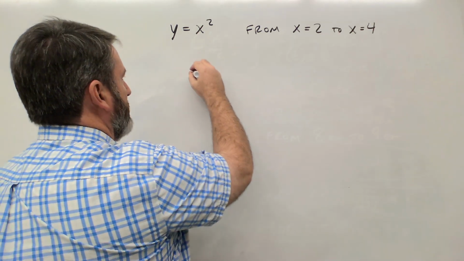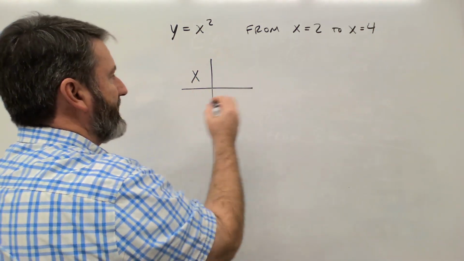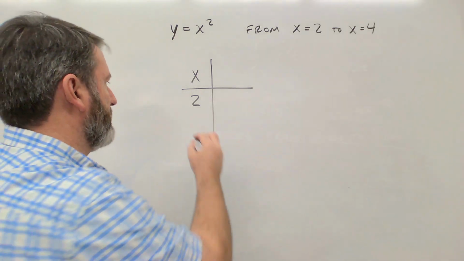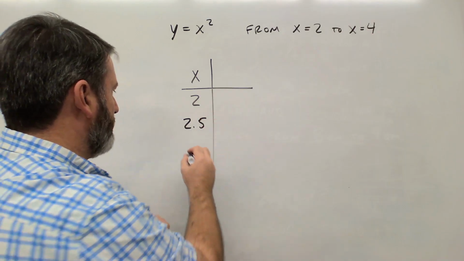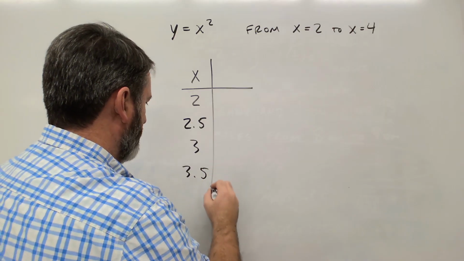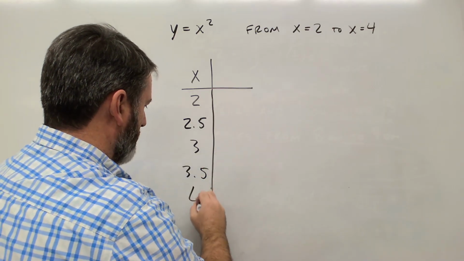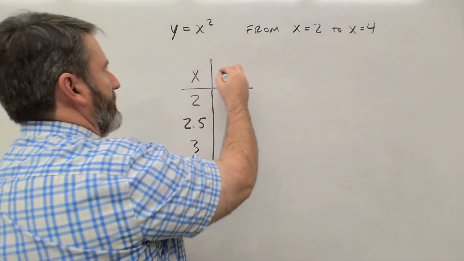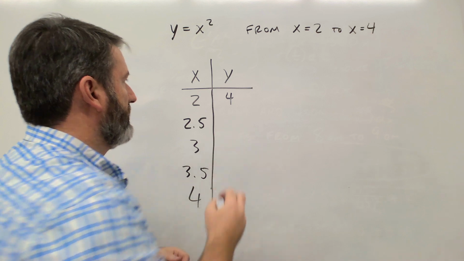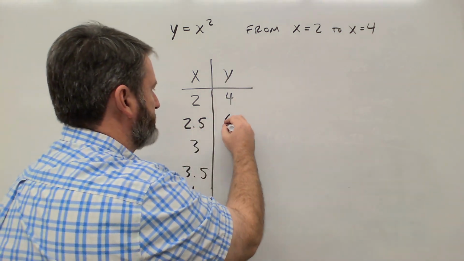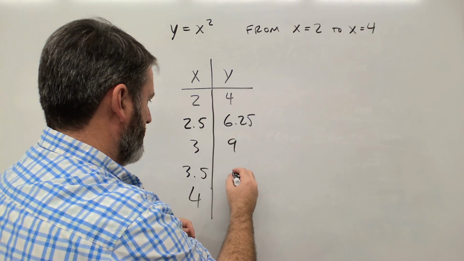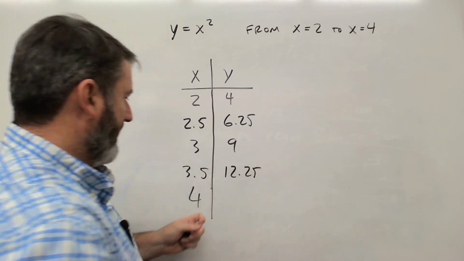So let's start by plotting some points. If we're going from x equals 2 to x equals 4 in half unit increments, next would be 2.5, 3, 3.5, and then 4. And so if x is 2, then y, which is x squared, would be 4. And then 2.5 squared is 6.25. 3 squared is 9. 3.5 squared is 12.25. And 4 squared is 16.